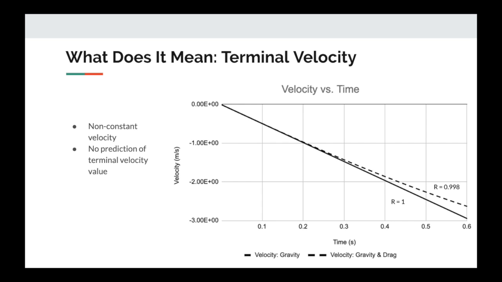I then plotted the velocity versus time graphs for the gravity model and the gravity plus drag model. Neither of these models predict the terminal velocity. The terminal velocity would be achieved when the weight force and the drag force are equal, and the velocity graph would have a horizontal slope. This could be achieved by increasing the time that the object fell, but given the short time period of this experiment, the terminal velocity is not able to be predicted as the velocity is constantly changing.